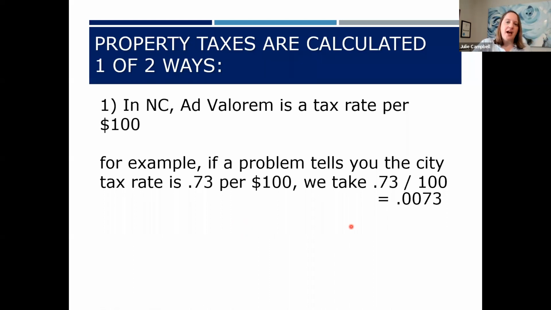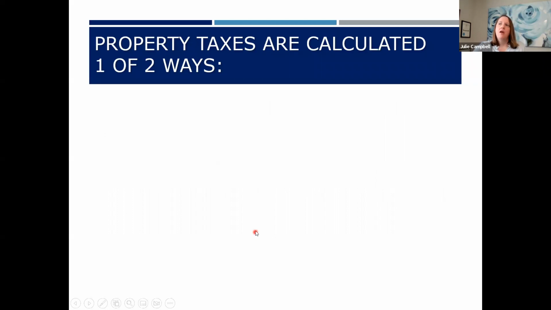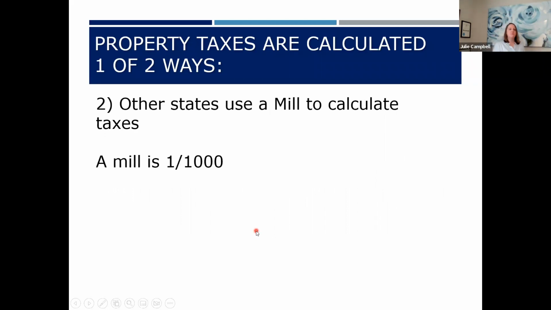So ad valorem taxes is what we do in North Carolina, tax rate per 100. Other states may use a mill. A mill is just 1/1000. So we need to understand what we're dividing by. Are we dividing by 100 and using ad valorem, or are we dividing by 1,000 with the mill? Again, the problem is going to give you one or the other. It's not going to give you both. And we always need to do what the problem is asking.